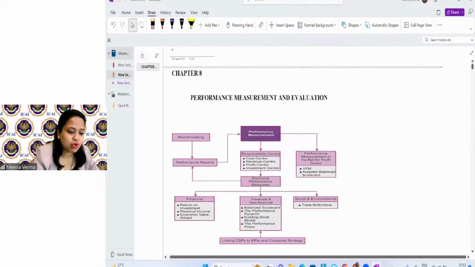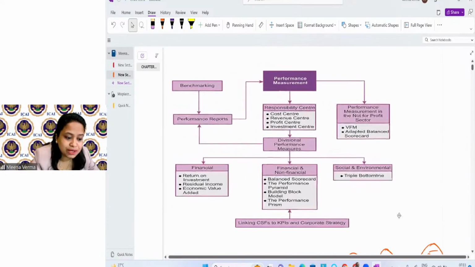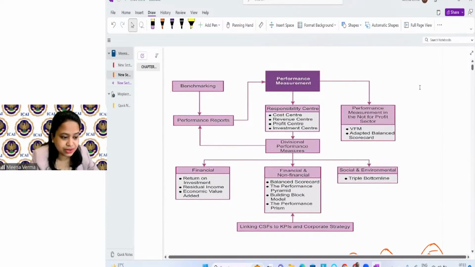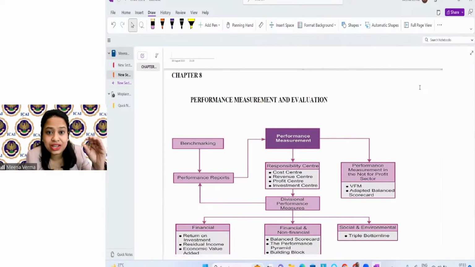So what is the name of the topic? Evaluating the performance, how well the company has performed. So evaluating the performance of the company is the name of the chapter. Evaluation and measuring the performance: how well the company has performed, how well the sales have increased, how well the profitability has increased, how well the financial factors have improved, how well the non-financial factors have improved.